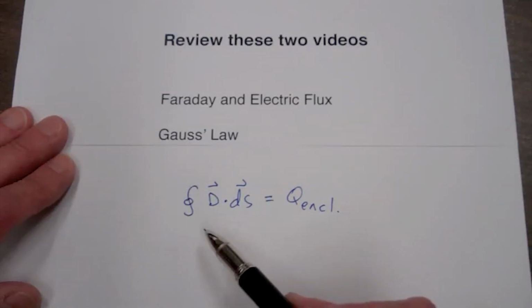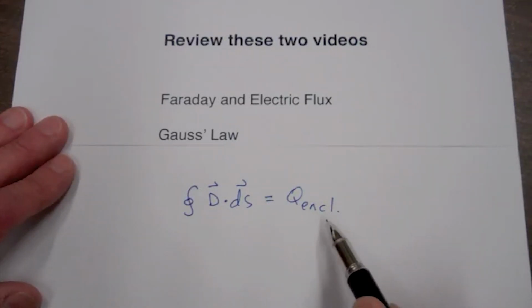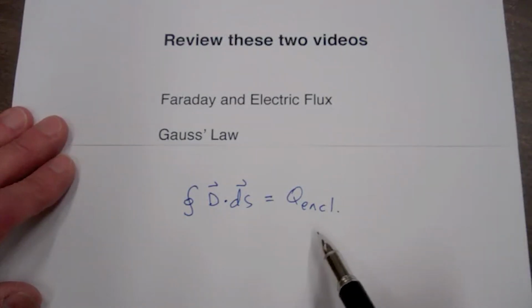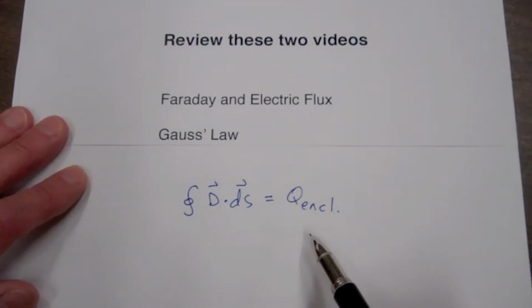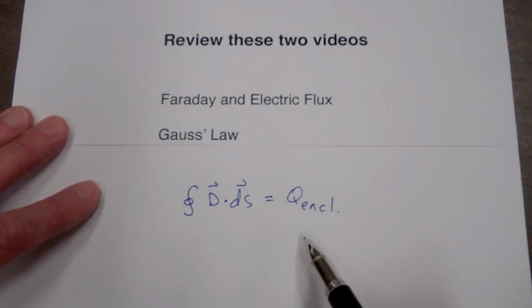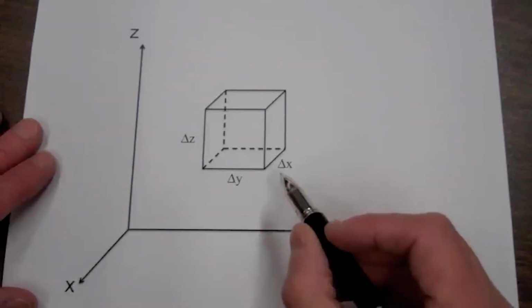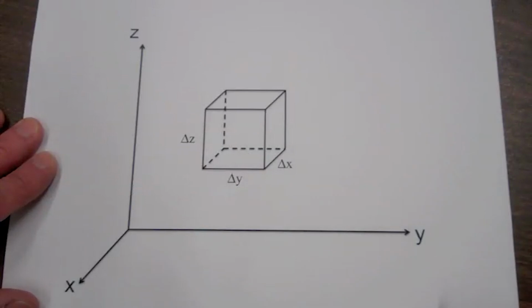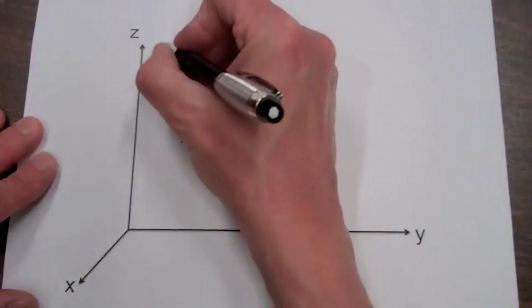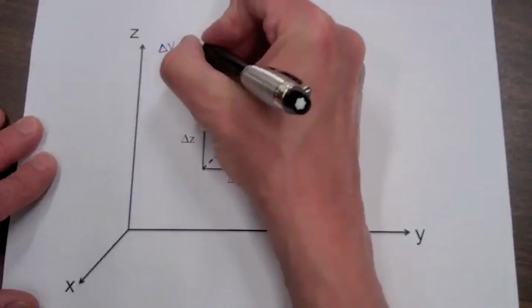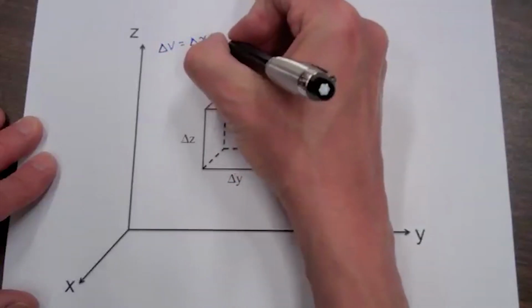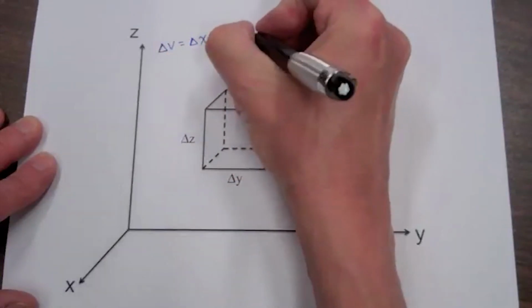Now we're going to apply Gauss's law here to a small differential volume element to determine the operation of divergence and find the point or differential form of Gauss's law. Here we have a small cube of sides delta x, delta y, and delta z. So the volume of this cube, delta v, is delta x, delta y, delta z.